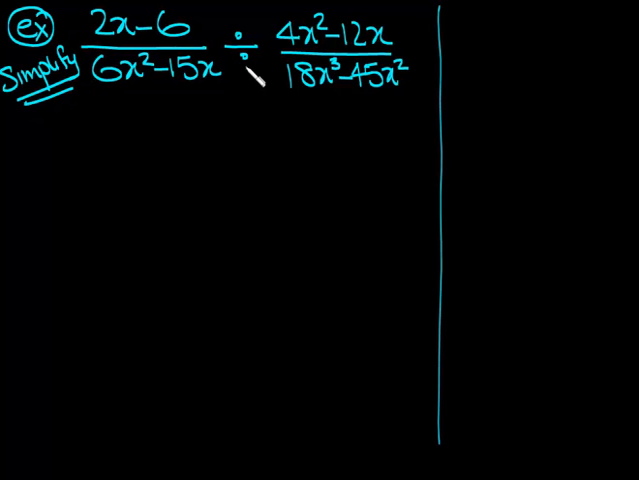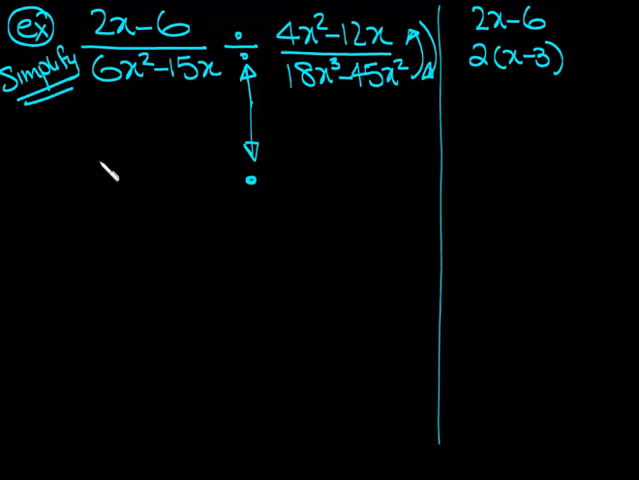So the key thing that is different about this one than the last one is you have a division. So the first thing I need to do is change the division to multiplication, and I need to flip that second fraction. Okay, but before I do all of that, I need to factor all of this. So let's start with 2x minus 6. What's common in them? 2. So I get x minus 3. So I factored that.